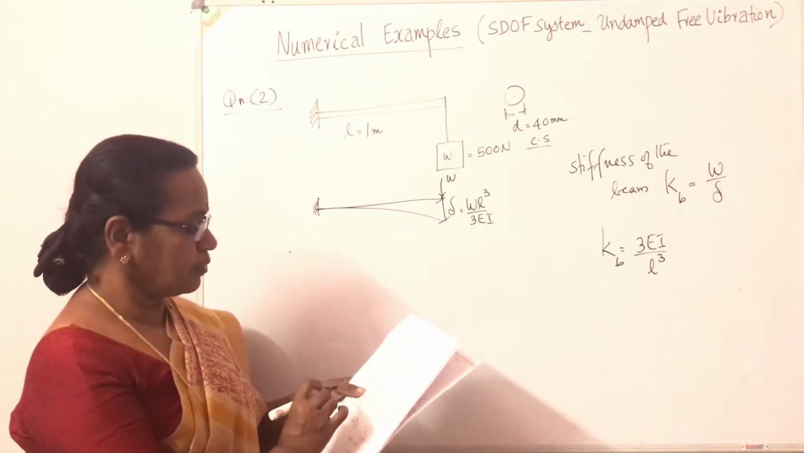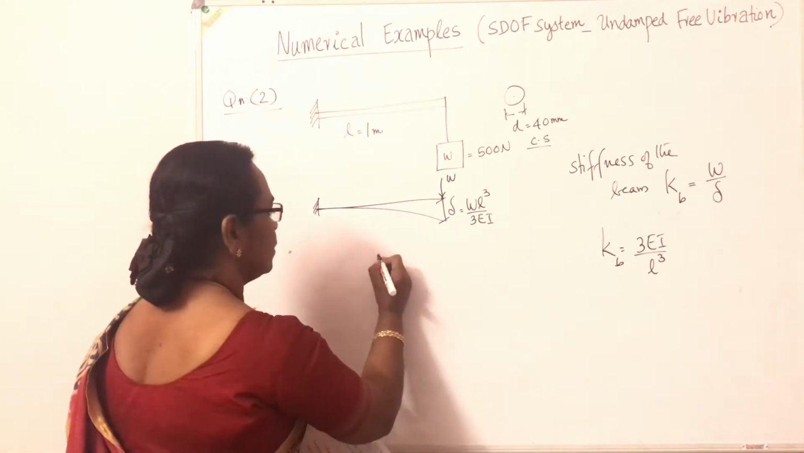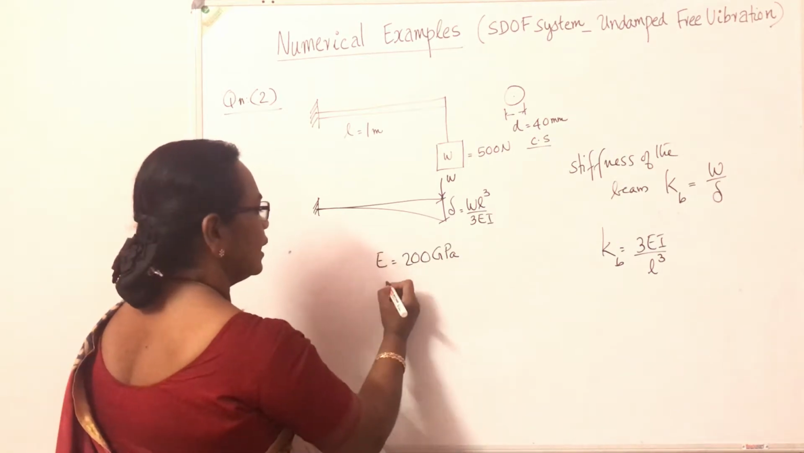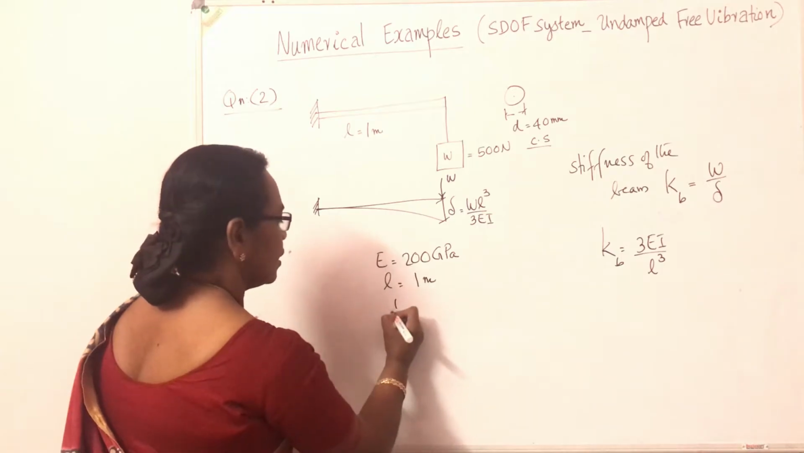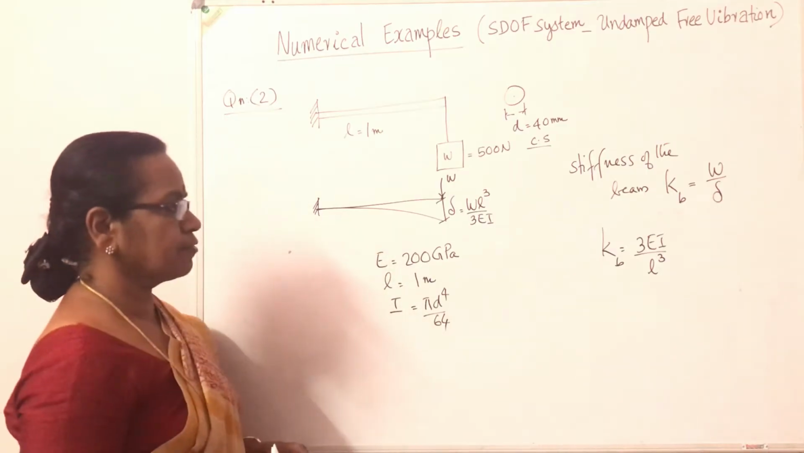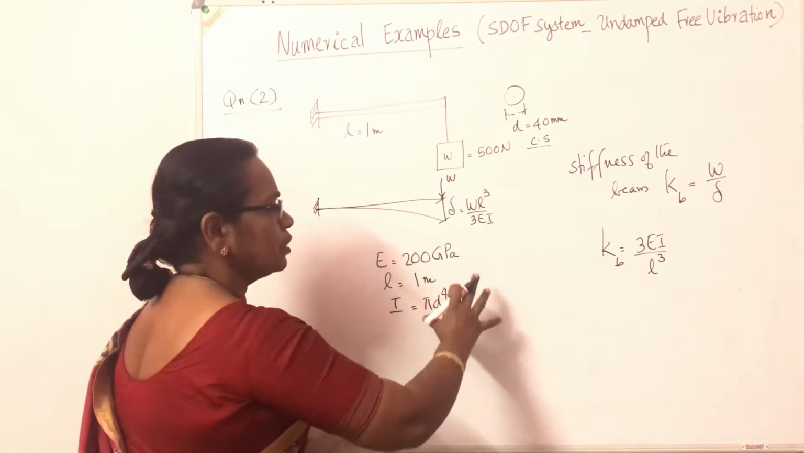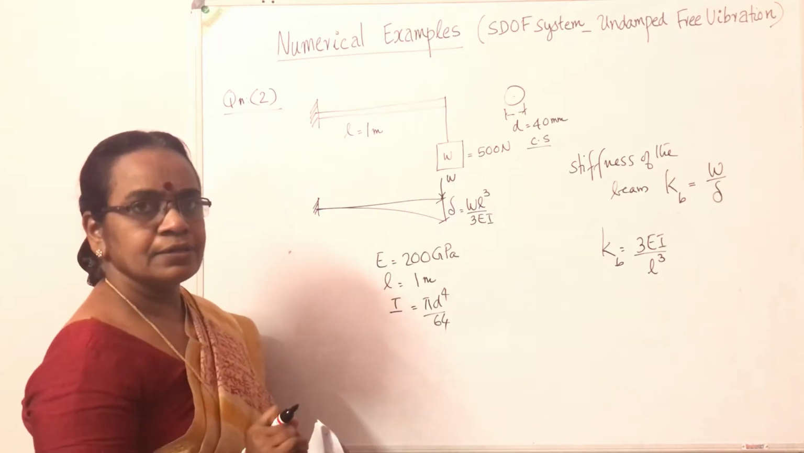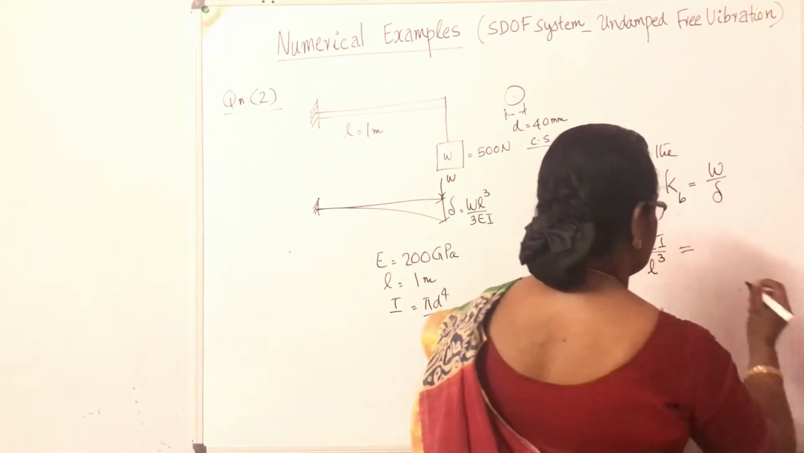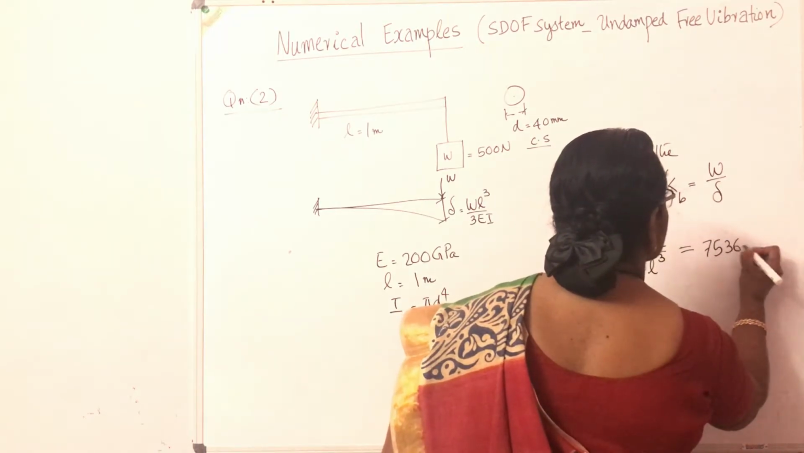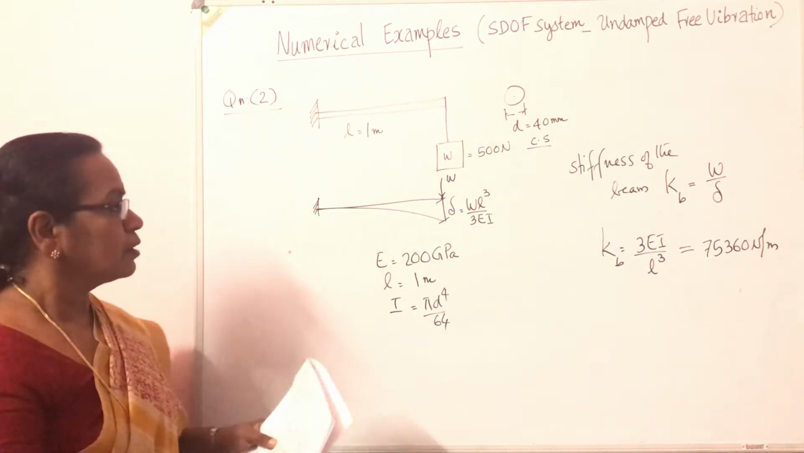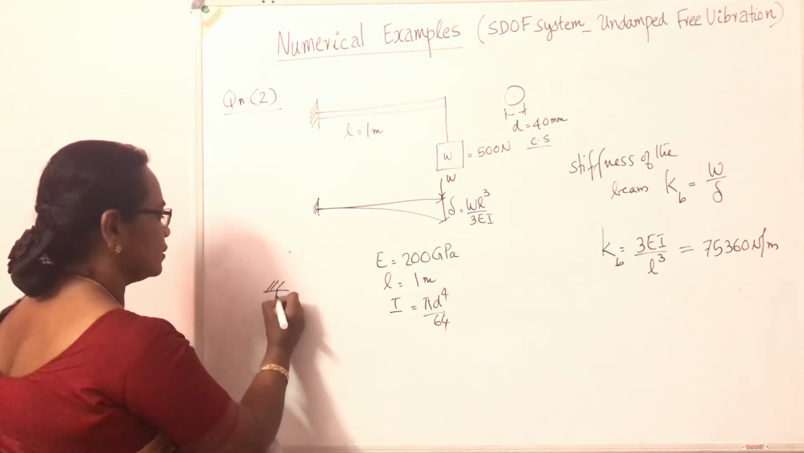In this, you are given the Young's modulus of the beam E equal to 200 GPa and length equal to 1 meter. I is equal to pi d raised to 4 by 64 for the circular cross section. Everything is known. Substitute all in Newton and meter, so that you will get the stiffness of the beam. After substitution you will get 75360 Newton per meter.